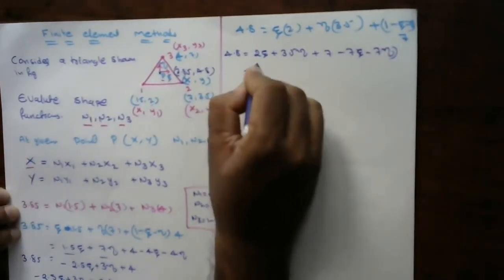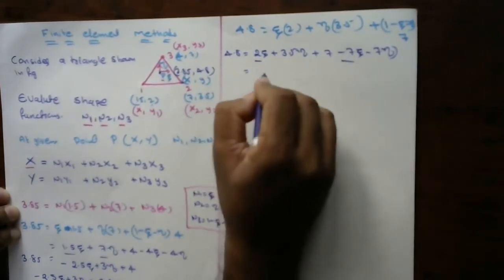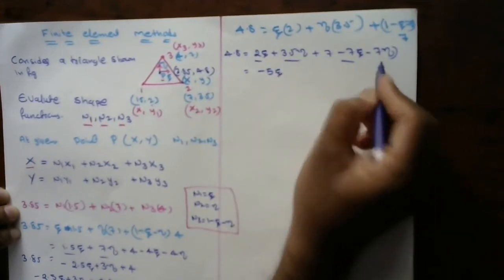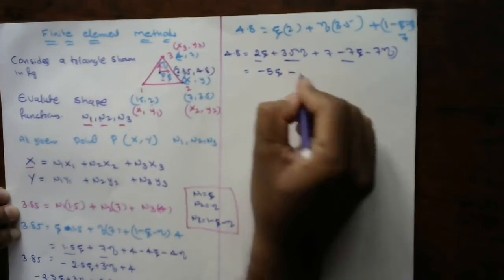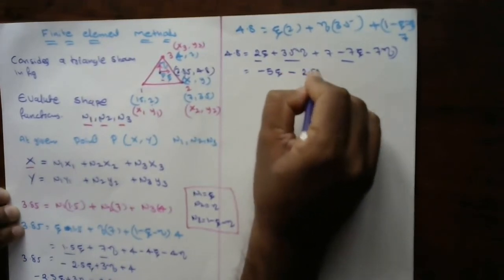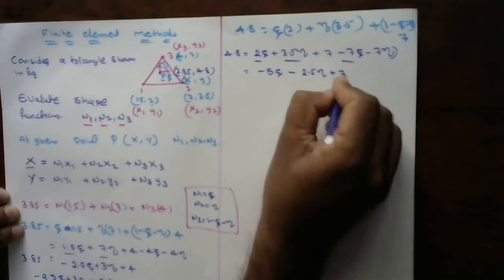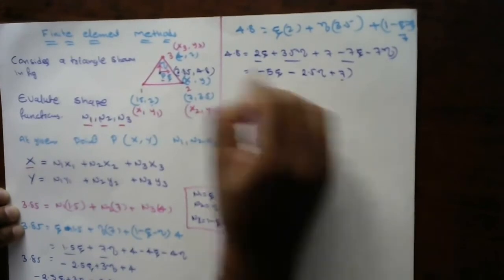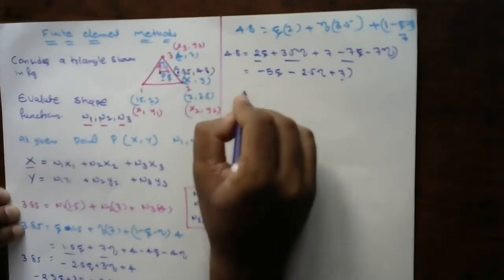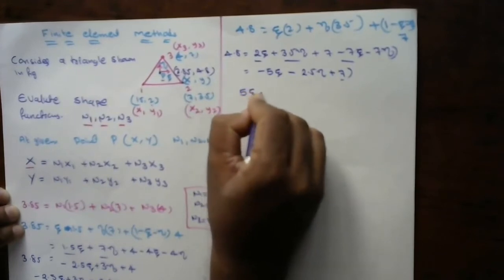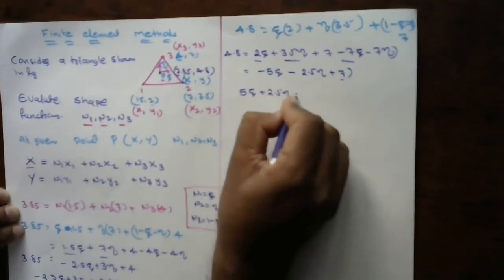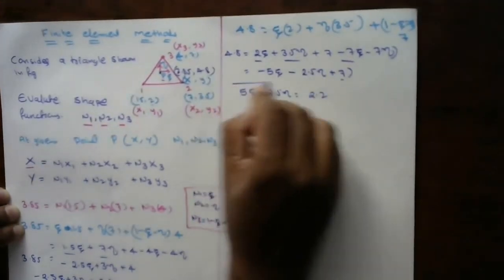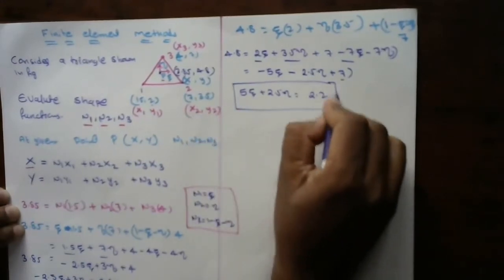If you simplify this, 2 zeta minus 7 zeta becomes minus 5 times zeta, and 3.5 eta minus 7 eta can be written as minus 2.5 times eta, and plus 7. It can be simplified again, sending this 7 to the other side, and multiplying with the minus sign. Therefore, it is possible to write as 5 zeta plus 2.5 eta is equal to 2.2. Let us say this is equation number 2.